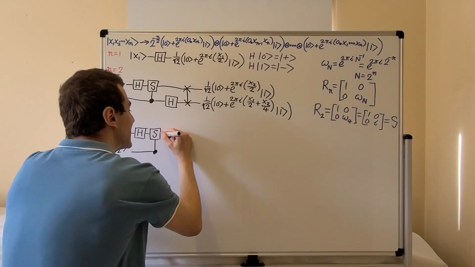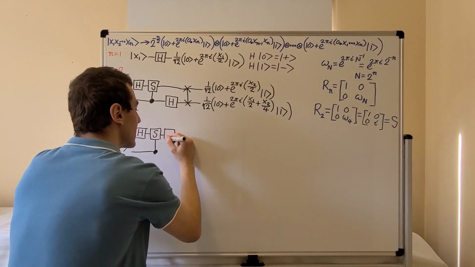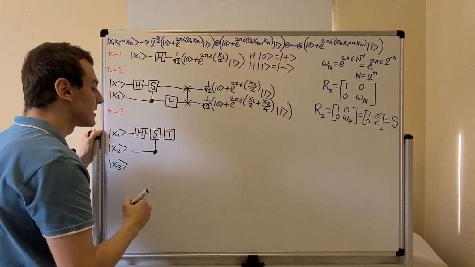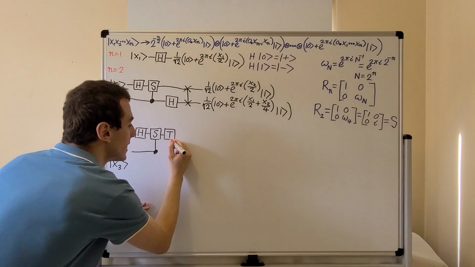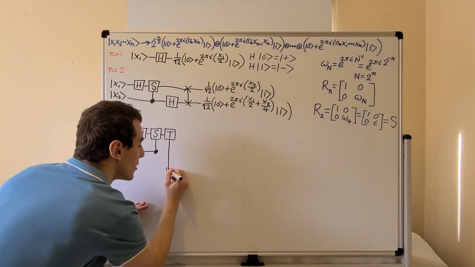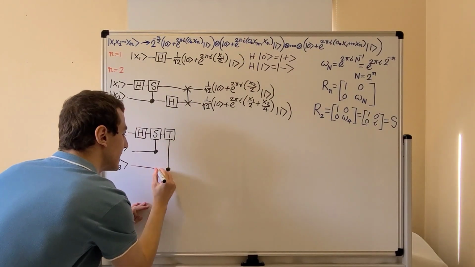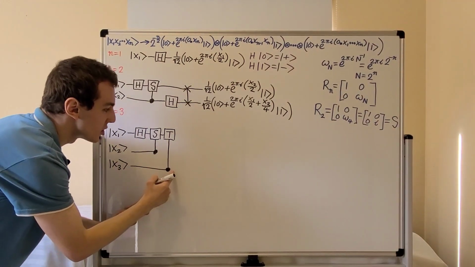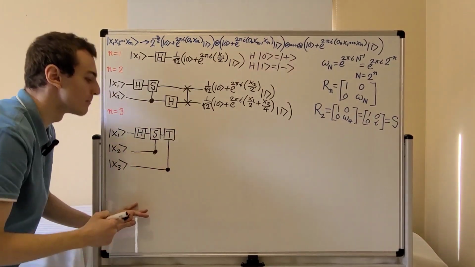And then we're going to have a T gate. And I'll define the T gate in a moment. So this is a T gate, and this is a controlled T gate. We're going to drop this control wire down over here, and the state of x3 is going to determine whether or not we apply this T.